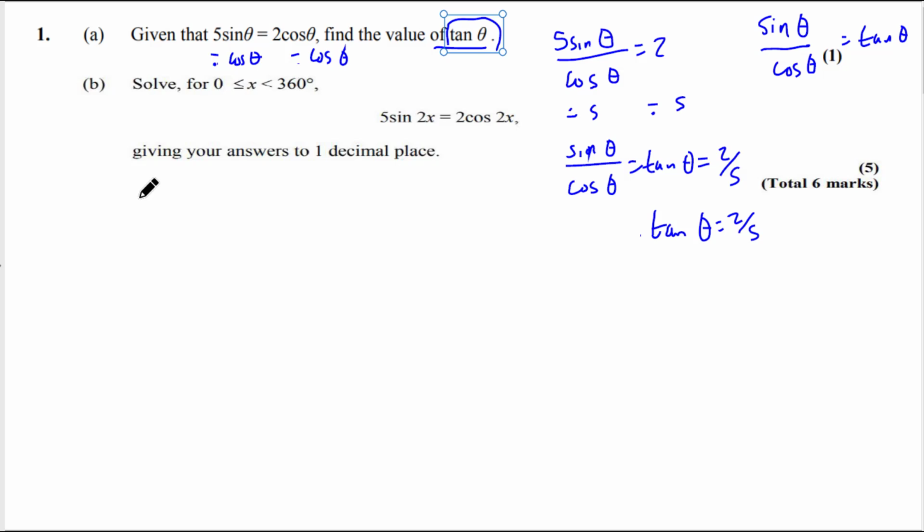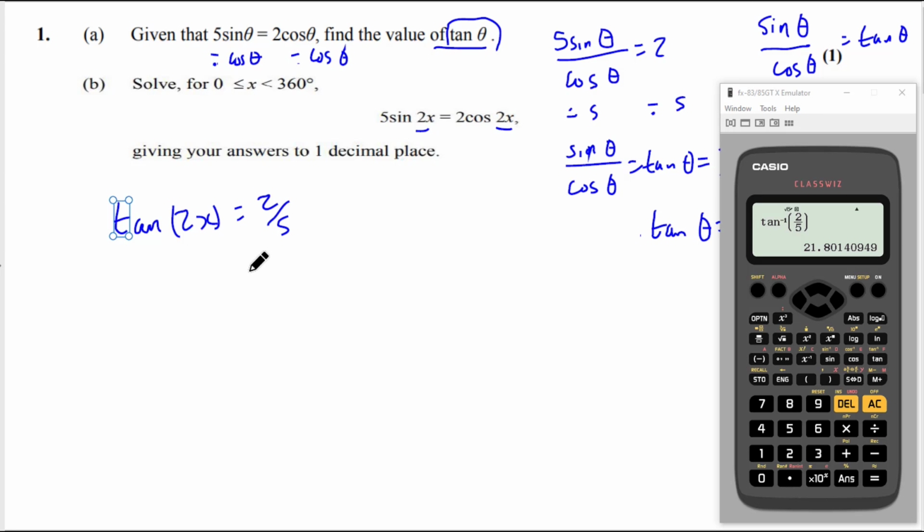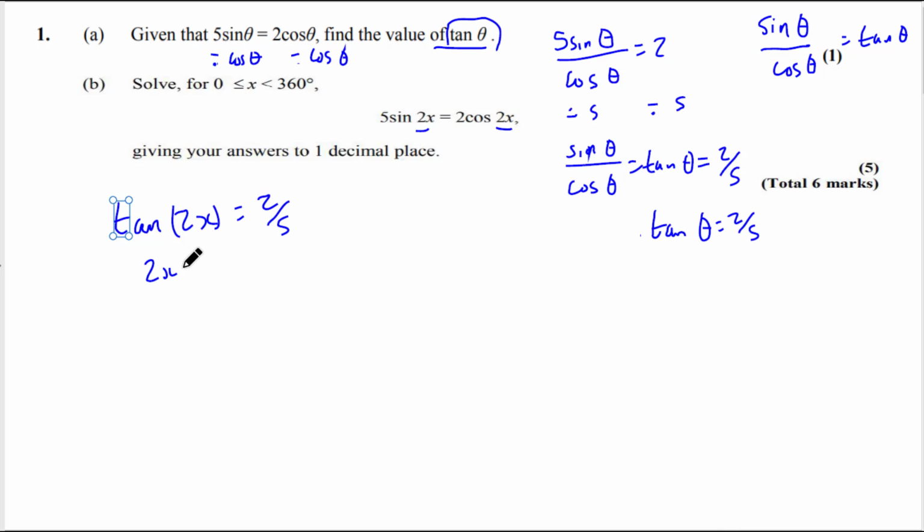So for this one we need to solve for tan 2x equals 2 over 5. As you can see the difference between this and that. So first we solve that on our calculator and we get 2x equals 21.8 degrees. That will get you a mark right there.